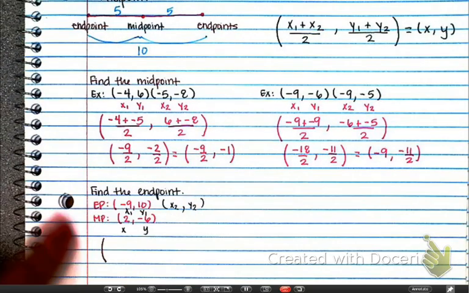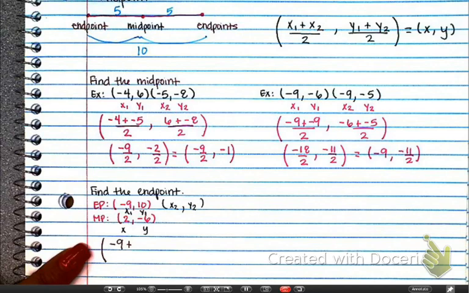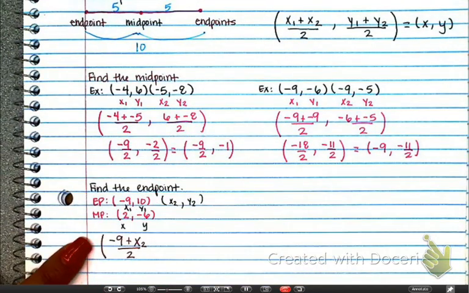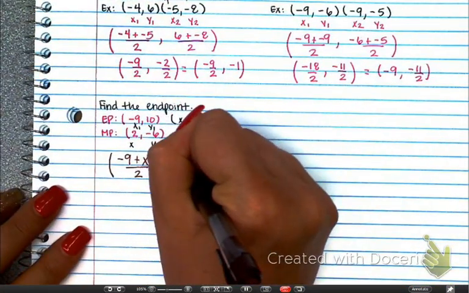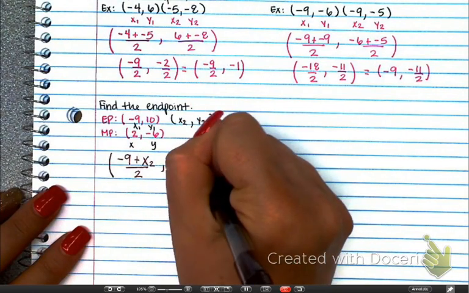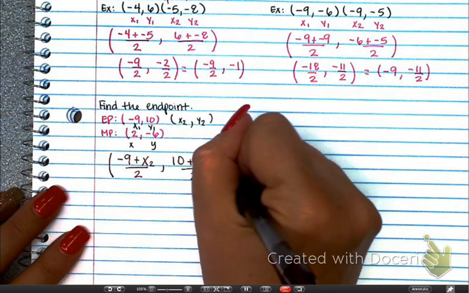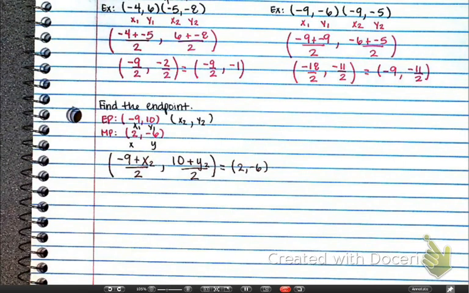So x1 is negative 9 plus, do I know what x2 is? No. So I'm going to just write in x2 and divide it by 2. Y1 is 10, and I don't know what y2 is, so I'm going to leave it there and divide it by 2. But I do know my midpoint is (2, negative 6). So I know when I add those endpoints together and divide, I get (2, negative 6). Everyone okay with that? Okay.